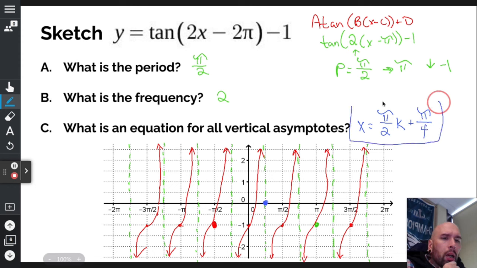Okay. So if k was 0, I would have 0 plus pi over 4. Nailed it. If k was 1, I'd have pi over 2 plus pi over 4, which is going to be that guy. Nailed it. And then I could choose any one I want. But yeah, those are all the vertical asymptotes for tangent. Isn't that neat?